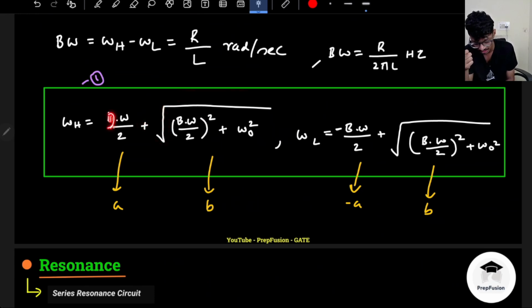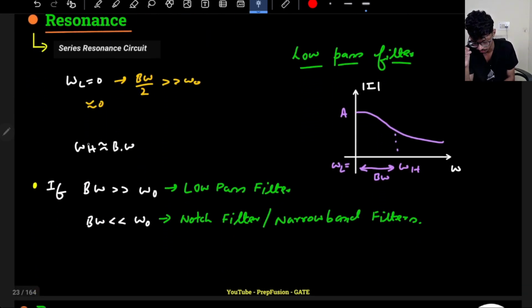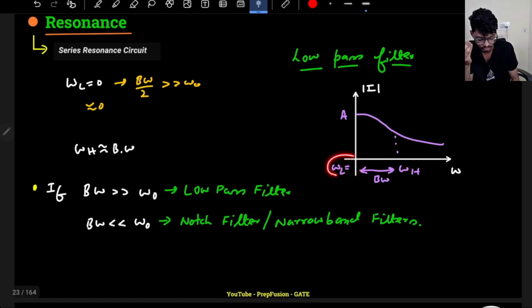So for the higher cutoff frequency, bandwidth by 2 plus bandwidth by 2 will be bandwidth. For the lower, it is minus bandwidth by 2 plus bandwidth by 2, which is 0. That's why it behaves as a low pass filter. The lower 3 dB frequency is 0 and the higher 3 dB frequency is bandwidth. So what is the bandwidth of the low pass filter? It is the higher 3 dB frequency only, as there is no lower 3 dB frequency because it equals 0.